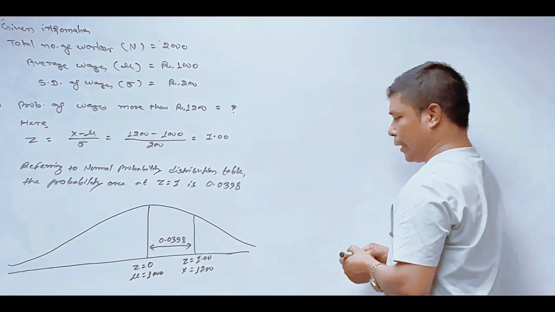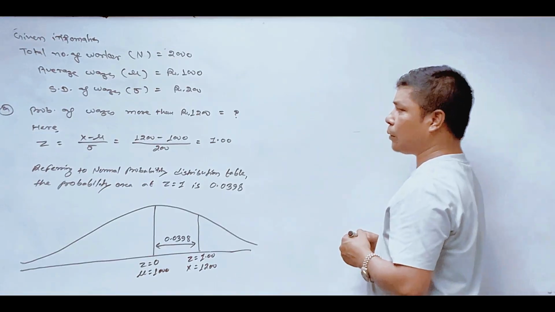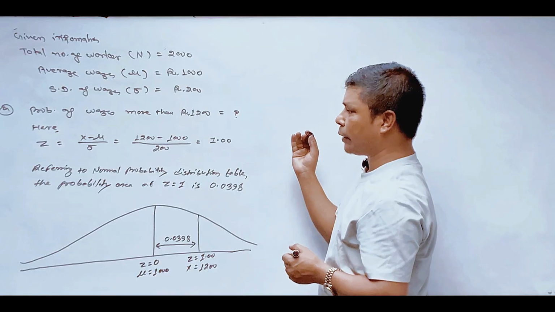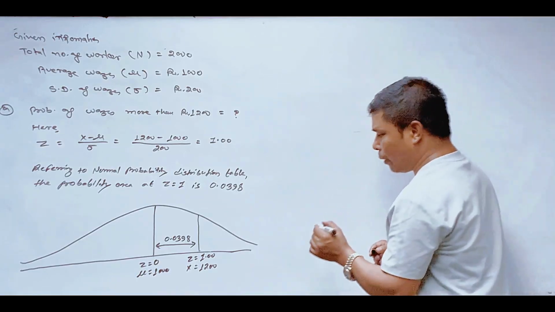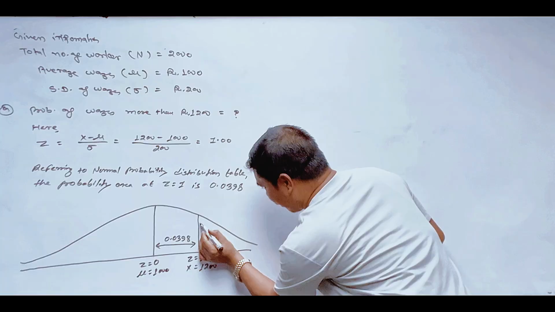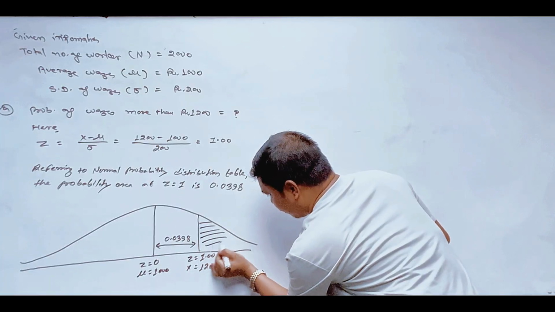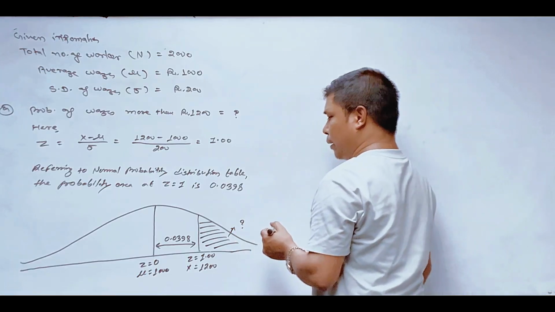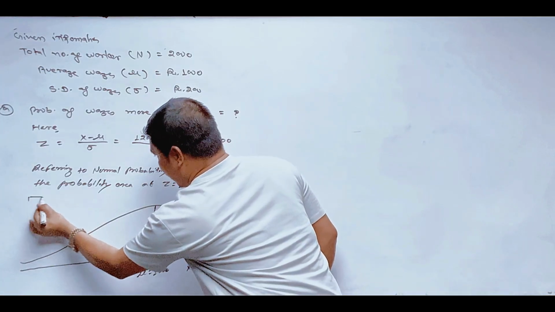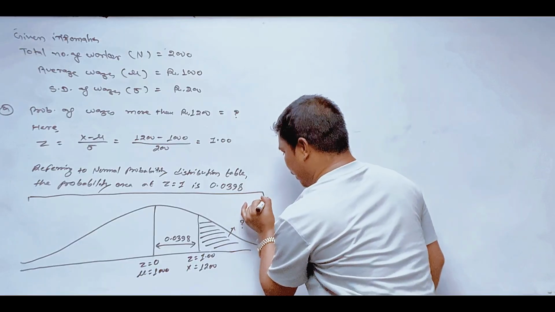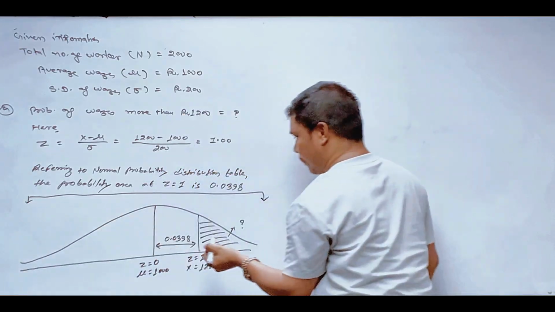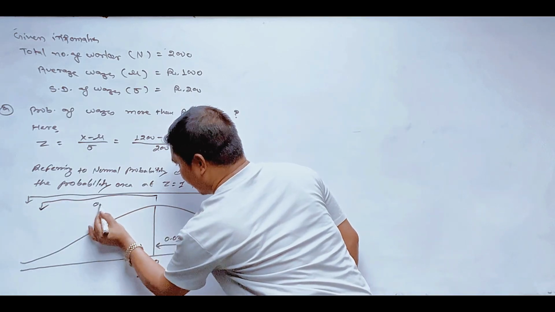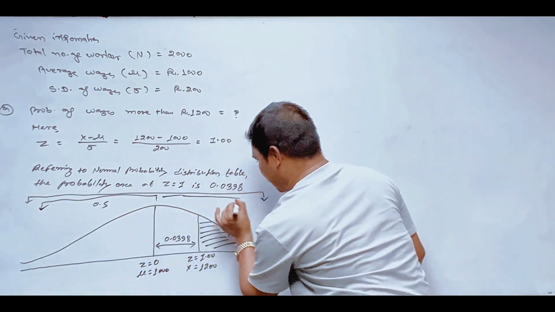And the last step is that we set the area. The shaded portion is linked with the question. The question asks what is the probability of wages more than 1,200, so we shade the area more than 1,200. That means the far right part of the normal curve. Here we know that the total probability value is 1, and the central value of the normal curve breaks the 1 into two equal parts, 0.5 on the left and the right part is also 0.5.